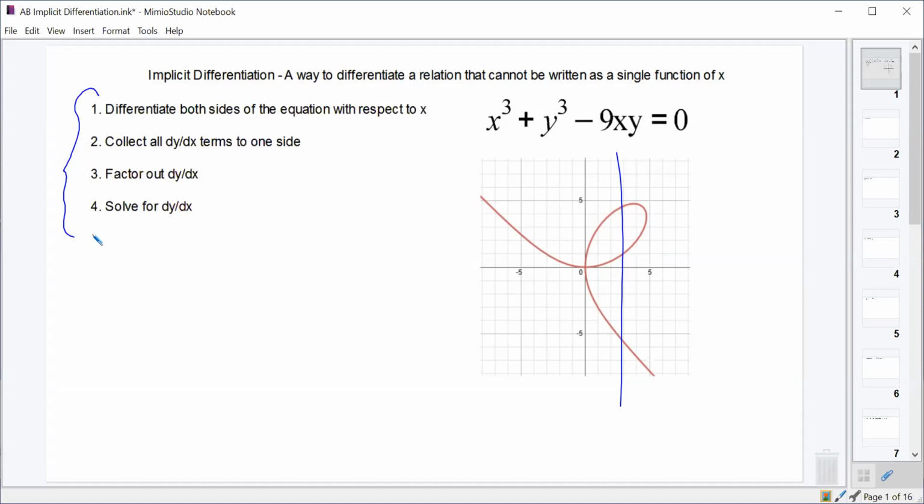So our goal is to be able to differentiate both sides of our equation with respect to x. When we do that, we will end up getting some dy dx terms. And when we get those dy dx terms, we want to get them all to one side, factor them out, and then solve for dy dx. That's our goal. So we're going to have a bunch of dy dx terms attached to things like x squareds or 3y's or something, and we'll factor out the dy dx and solve. Does that basically make sense?